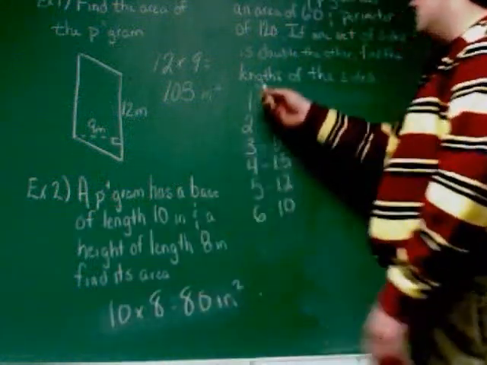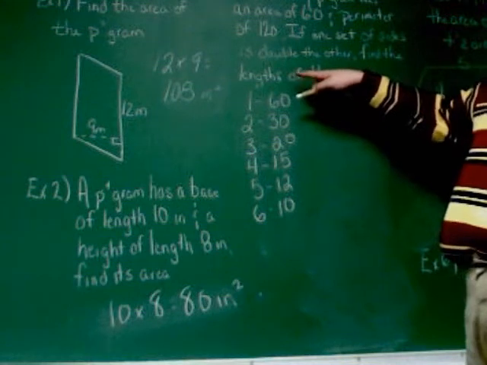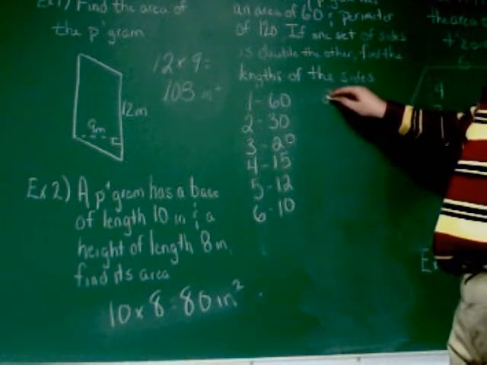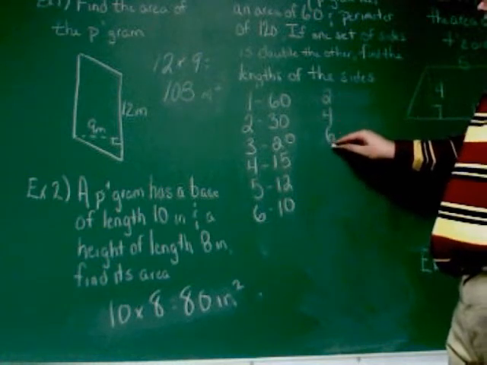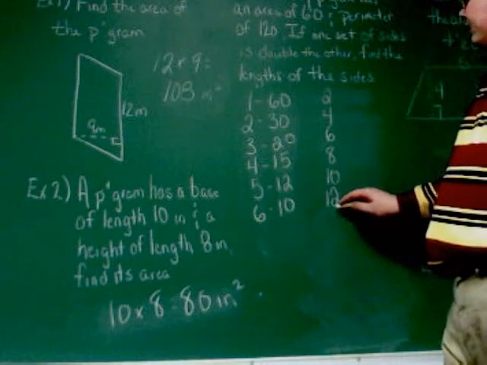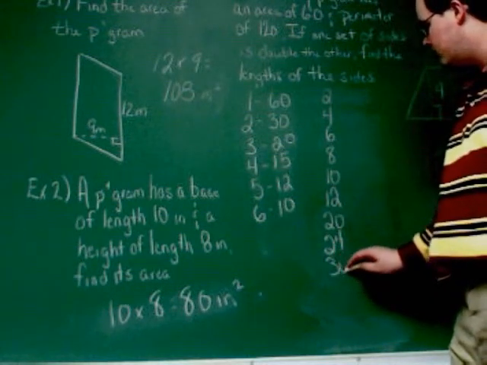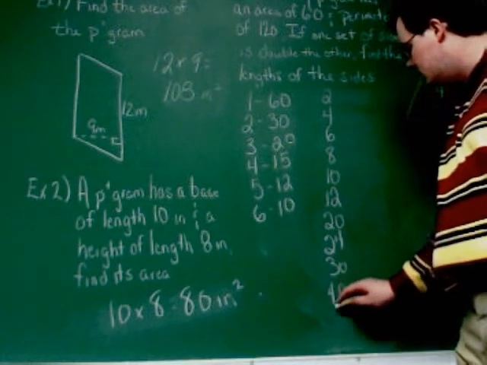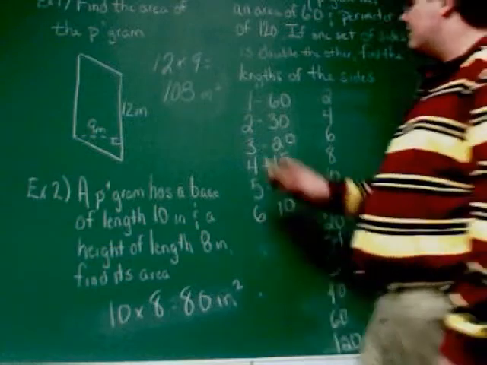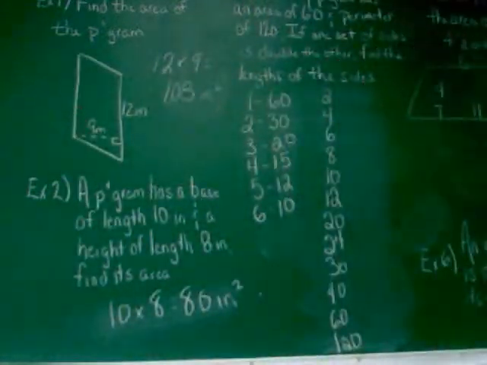Through and double all these numbers. I'm going to go through and double all these. And again, I'm going to take them all separately because only one of these is actually one of the sides. Okay, so I've got 2, 4, 6, 8, 10, 12, 20, 24, 30, 40, 60, 120. Again, I know one of the sides, and the other side together, you added them up. That's all I did there.